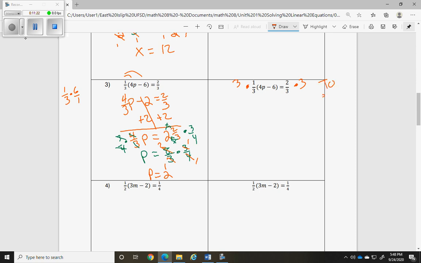To eliminate fractions in an equation, I spelled fractions wrong, in an equation, you can multiply both sides by the common denominator. That common denominator is actually a common multiple. I'm going to call it the common denominator, though.